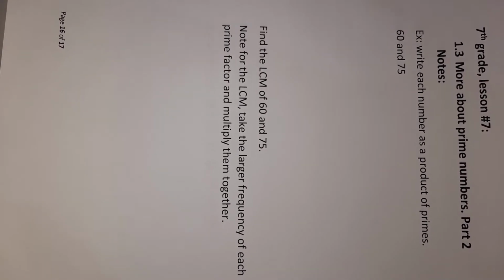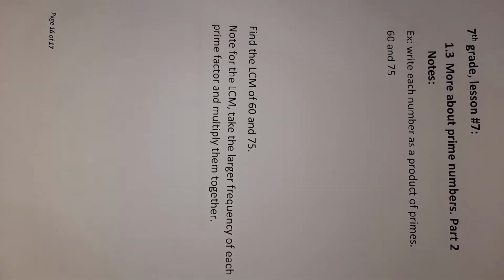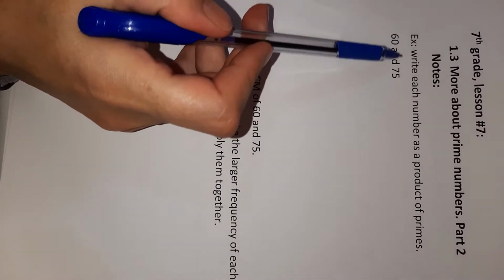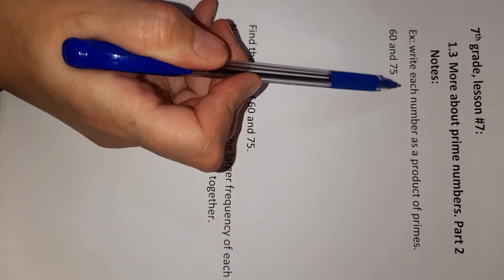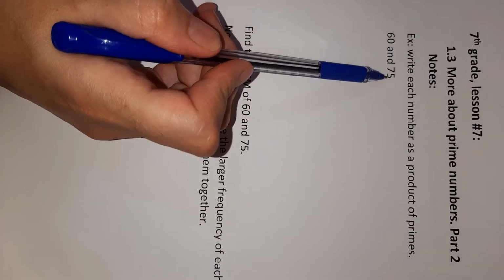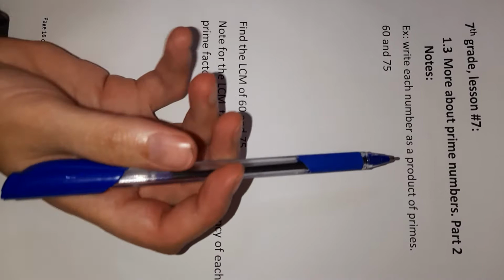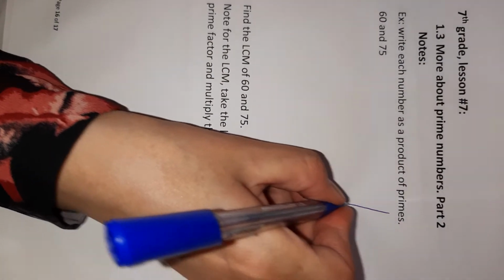1.3 more about prime numbers, the second part. Let's take this example. Write each number as a product of primes of 60 and 75. We took it in the last lesson. Let's work. Here I'll divide.